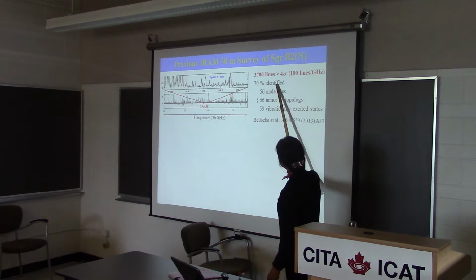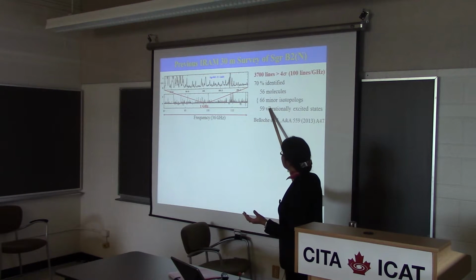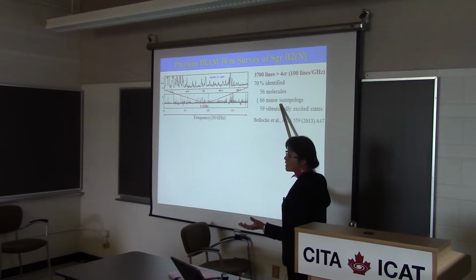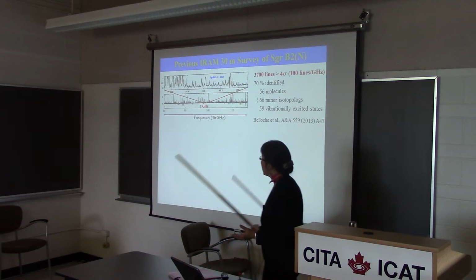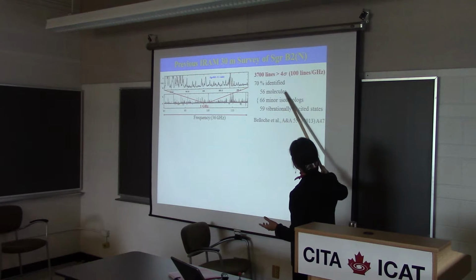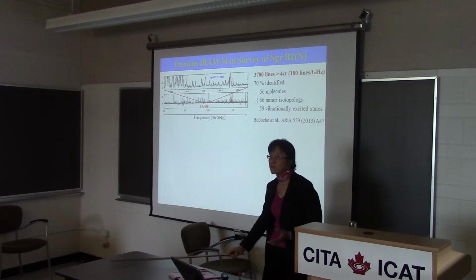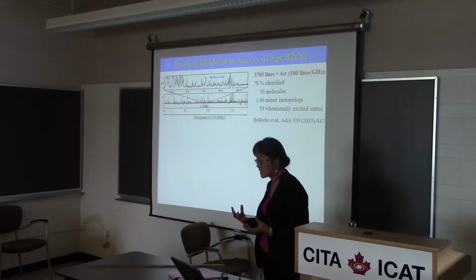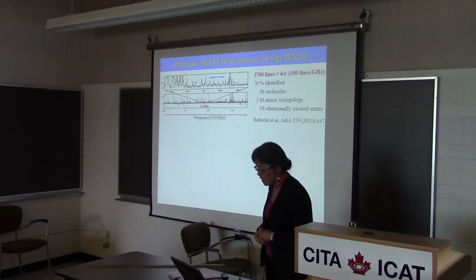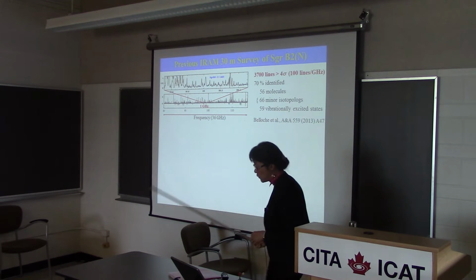The identified species belong to 56 molecules, 66 minor isotopologues, and 59 vibrationally excited states. Now, this statistic really tells you the sensitivity of that survey. It's pretty good. You can detect all those vibrationally excited states as well as minor isotopologues. And that work was published a few years ago.